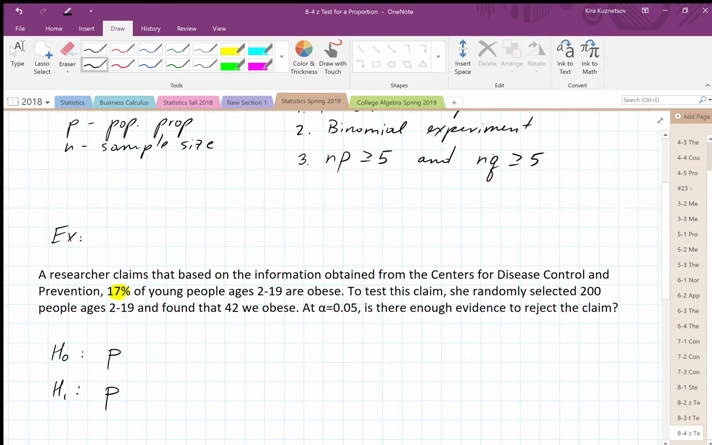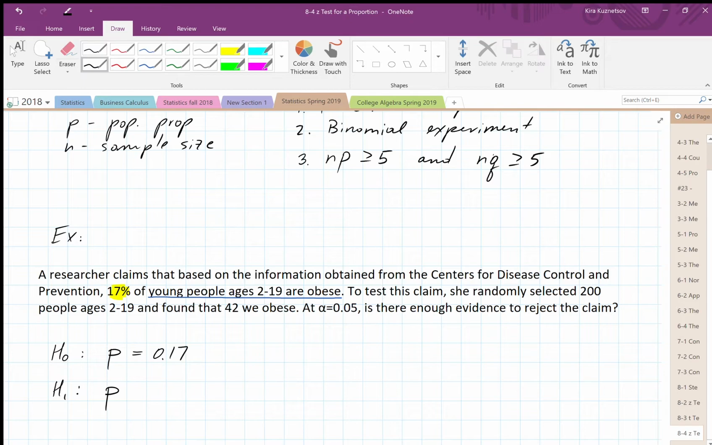Now, within the problem, you should have the assumed population proportion. That's that 17%. The information is obtained from the Centers for Disease Control and Prevention: 17% of young people are obese. So the young people that are obese, that's your quote-unquote success, and the 17% is the assumed proportion of this particular success.